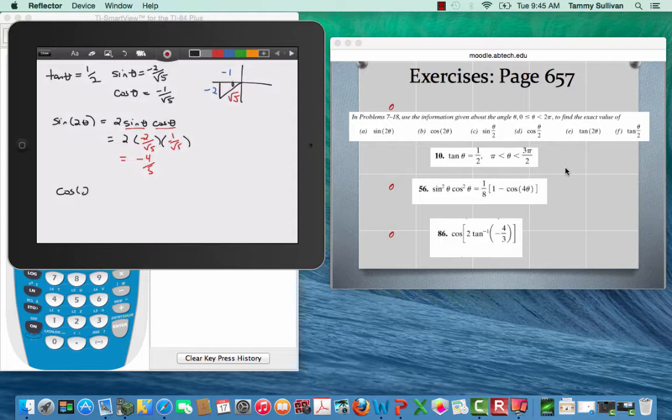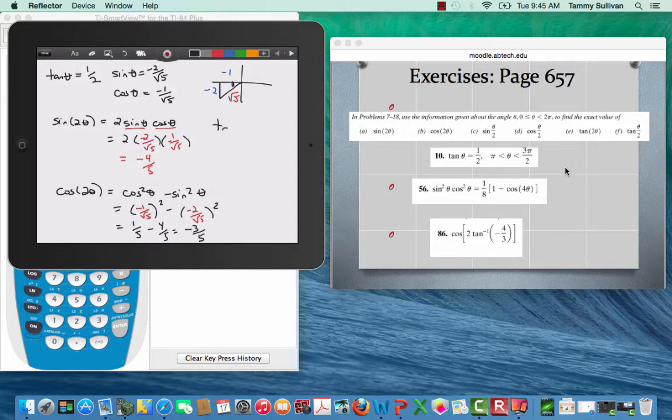So the cosine of twice the angle will be cosine squared theta minus sine squared theta. I'm going to plug in these ratios again. So cosine was -1 over the square root of 5, sine was -2 over the square root of 5. So I end up with 1/5 minus 4/5, which gives me -3/5.